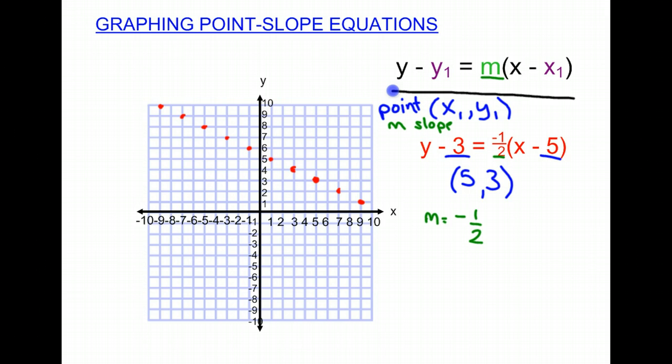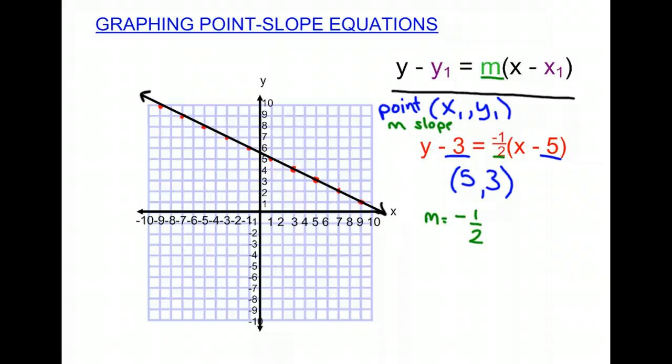Okay, then we just need to attach these points. So we get a line and draw through all the points. Make sure that it continues in both directions because that is the definition of a line. And we've graphed according to point slope.